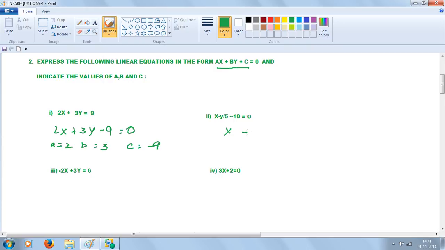So let us try the next problem. x minus y by 5 minus 10 is equal to 0. Here the value of a is 1, so 1 into x. What is b? We can write the minus y by 5 as minus 1 by 5 multiplied by y. So b is equal to minus 1 by 5. We have to compare with the standard equation, and c is equal to minus 10.